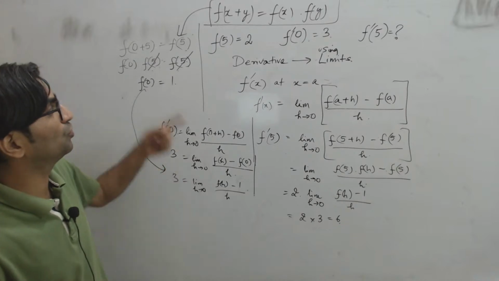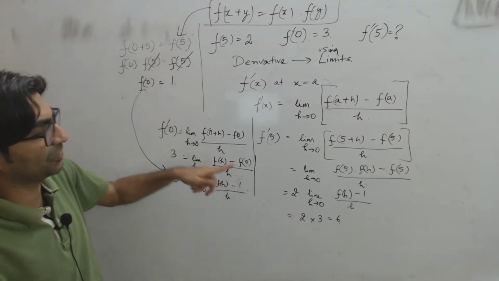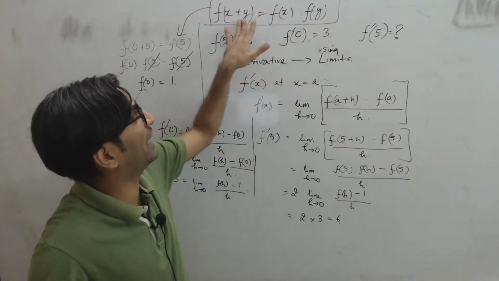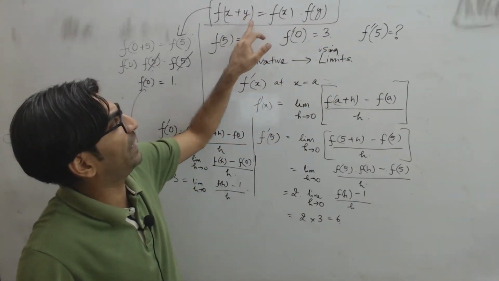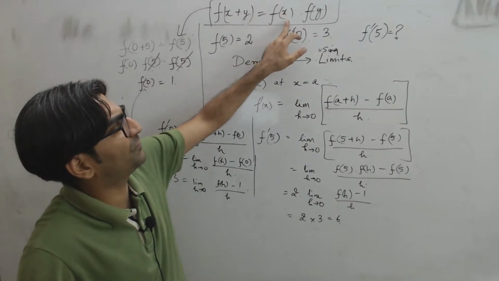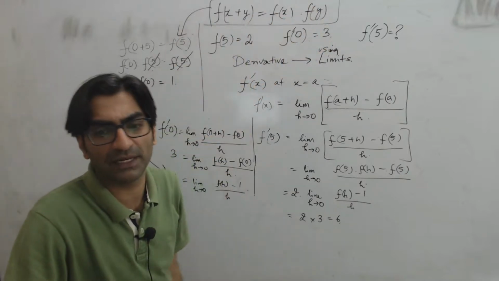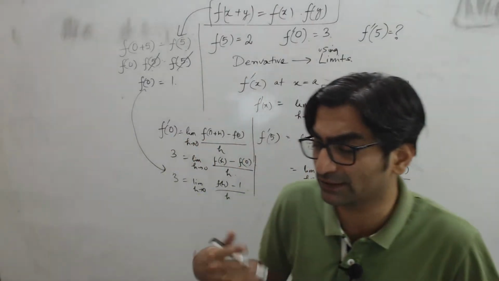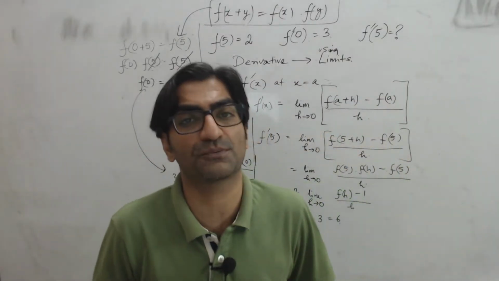And step number 2 is to calculate the value of f of 0, right? By the moment I get an expression like this, the easiest thing to do is put x as 0. So f(0 + y) = f(0) into f(y). So f(y) will probably get cancelled out. It's a substitution which you must definitely try. I think it's one of the most common sort of substitutions, right?